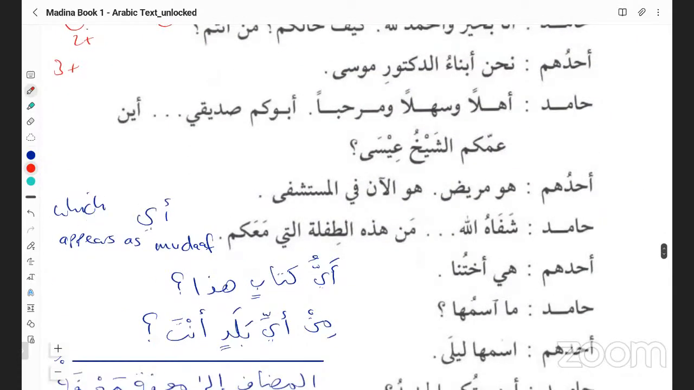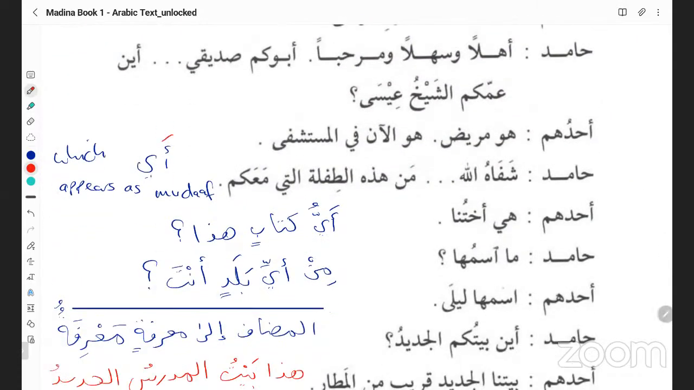And then we learn something new, which is ayyu. Ayyu, which means which. And it appears as mudaf. So if something is a mudaf, it will have a mudafun ilayhi as well. And if something is mudaf, it usually only gets one case ending, because the mudaf, we've done this before, has one case ending, and the mudafun ilayhi will have a kasra. So after ayyu, the thing will always be mudafun ilayhi. So it will always have a kasra, either two kasras if it's indefinite and so forth.